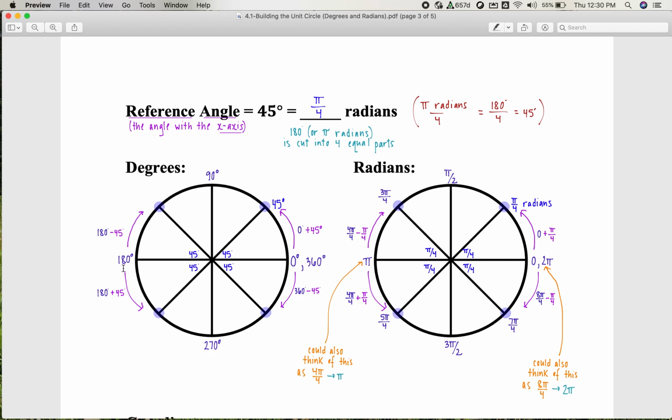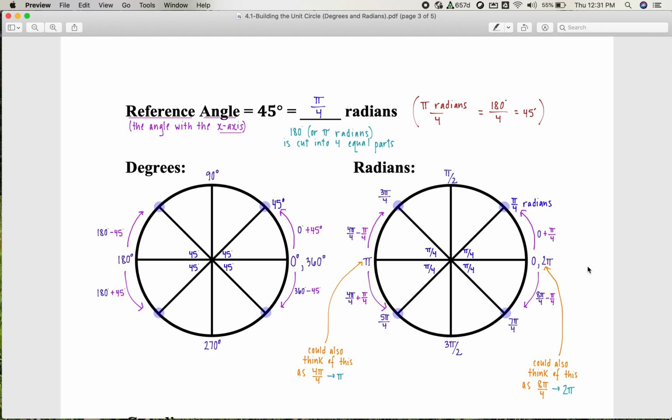I can also start at 180 and go bigger, because as I move counterclockwise, I'm actually getting bigger. So to get this angle in quadrant 3, I can start at 180 and add 45, and that would give me 225 for this spot right here. And then finally, I can even quickly get this last location if I think of it as that 360 was all the way around, but now I'm going backward to get here. So I can take that 360 and subtract the 45-degree reference angle. 360 minus 45 would tell me that this angle right here must be 315.